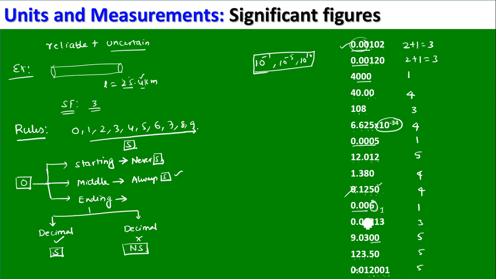So with these rules, I hope you understand the usage of these rules. Basically 1 to 9 all are significant. Starting 0 never significant. Middle zeros always significant. Ending zeros, decimal point is there, yes, significant. Decimal point is not there, not significant. That's it. So if you remember this, you can do any question given on significant figures. Okay, thank you.